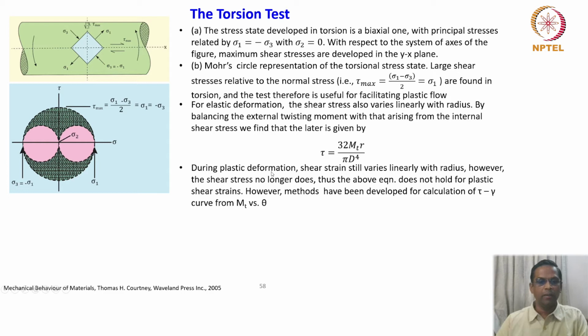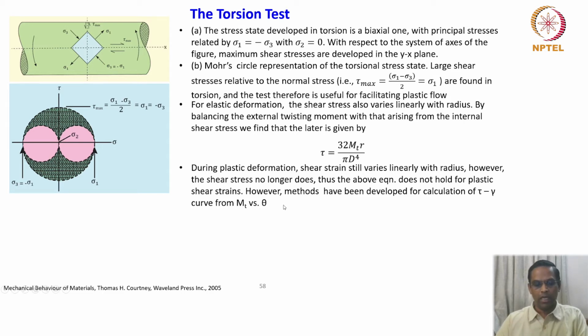During the test, first we will see this. During plastic deformation, shear strain still varies linearly with radius. However, the shear stress does not. Thus, this equation does not hold for plastic shear strains. However, methods have been developed for calculation of the tau-sigma curve from the Mt versus theta.